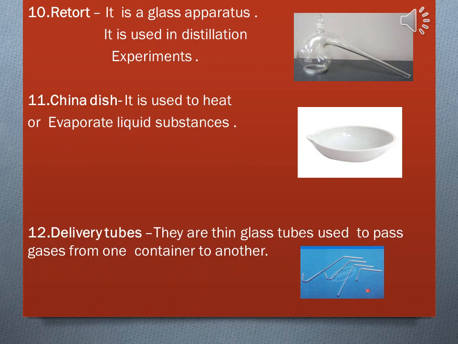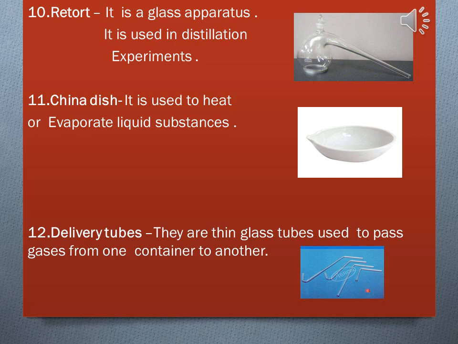Children, now the 10th apparatus is retort. Retort is an apparatus made up of glass. It is used in distillation experiments. 11th one is china dish. It is used to heat or evaporate liquid substances. They are generally good insulators and can withstand high temperature. China dish is mainly used for boiling, evaporating solution and crystallization processes.